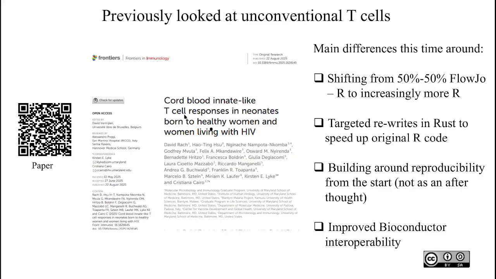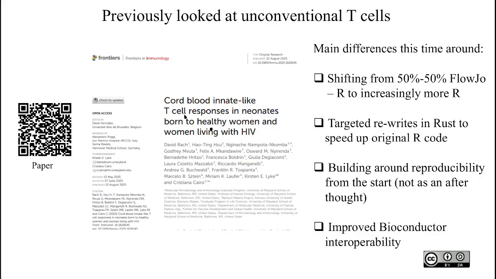R is not the fastest programming language, so we've done some targeted rewrites in Rust to be able to speed up the original R code. We are building around the idea of reproducibility from the very start instead of trying to implement it after the fact. And we've also been trying to have improved Bioconductor interoperability to be able to move the Bioconductor packages afterwards for statistical analysis.